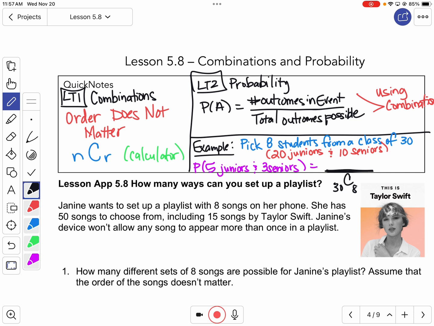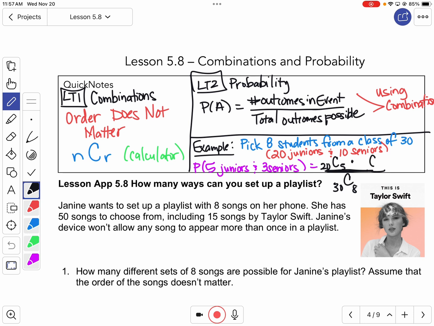All right, but in my numerator, we're going to get specific, because I want 5 juniors and 3 seniors. So we're going to do 2 different combinations, one for juniors, one for seniors. So let's start with juniors. How many juniors are in the class? 20. But how many of those 20 am I picking? 5. Okay, times. All right, and now we're going to do the seniors.